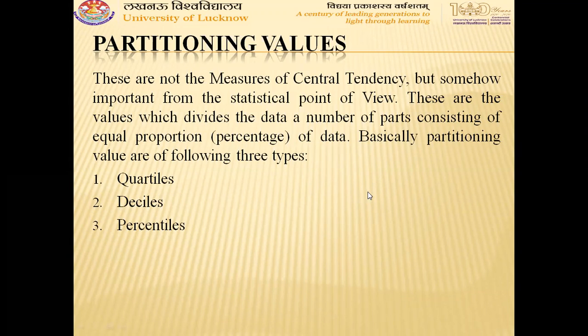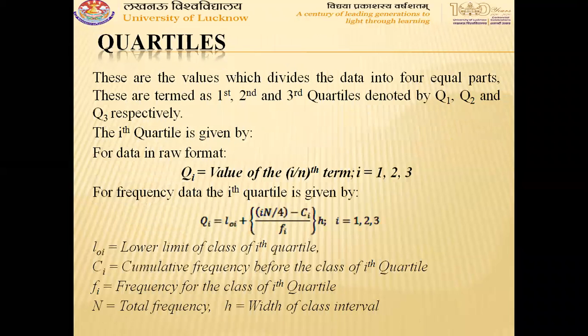These partitioning quantities are generally of three types, called quartiles, deciles, and percentiles. The quartiles divide the data into four equal parts. For dividing the data into four equal parts, only three quartiles are needed, which are denoted by first, second, and third quartile, that is Q1, Q2, and Q3 respectively.